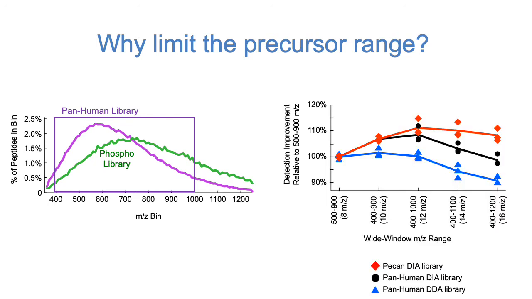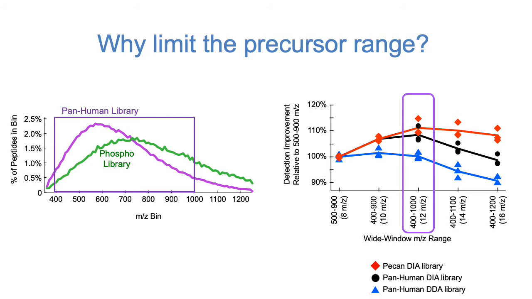Well, looking at HeLa data sets, we ran replicate injections with 5 different windowing schemes with increasing window widths from 500 to 900 MZ, all the way up to 400 to 1200 MZ. While widening this range helped to a point, as windows got much wider, the detection rates dropped, no matter what library search strategy was used. We found that this 400 to 1000 MZ range was the optimal sweet spot.